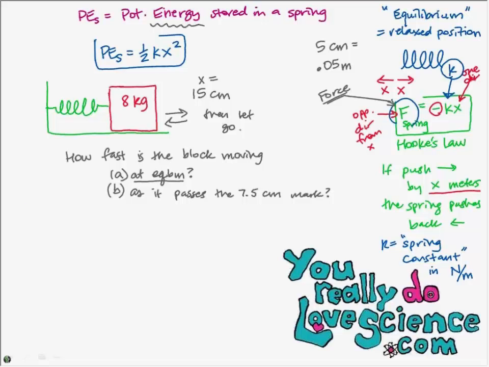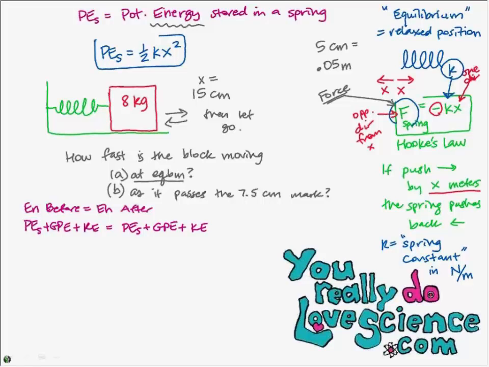So the energy before equals the energy after. That's conservation of energy, right? So let's talk about beforehand. Before it's released, when you stretch it out, you could have potential energy of a spring, gravitational potential energy, and kinetic energy. And then afterward, we're going to say potential energy of the spring, gravitational potential energy, and kinetic energy.